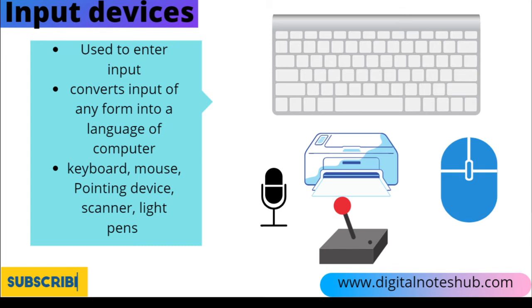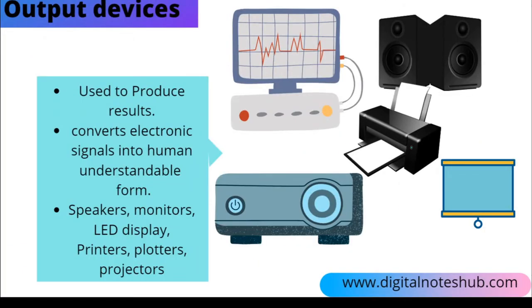Input devices are used to enter input into a computer. It can be in the form of data, audio, video, text, graphics, and any kind of input. There are various examples of input devices like keyboard, mouse, pointing device, scanner, and light pens. These devices convert the input that we give to a computer into the language of the computer. As you can see in this picture, these are examples of input devices. Now, output devices. The function of output devices is just the reverse of input devices.